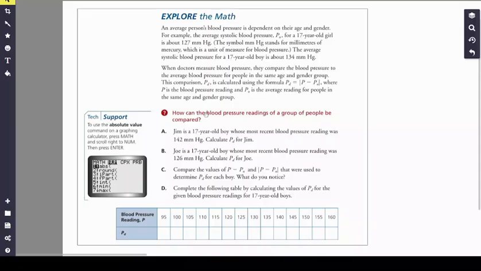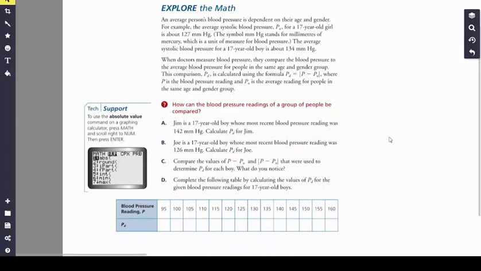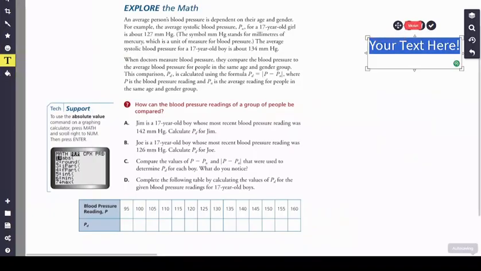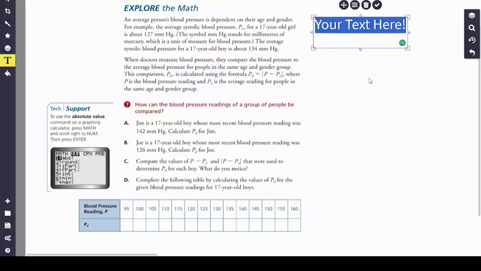So let's go ahead and look at this. How can the blood pressure readings of a group of people be compared? So first we have Jim, a 17-year-old boy whose most recent blood pressure reading was 142 millimeters of mercury. Calculate PD for Jim. So remember, PD is equal to the absolute value of P minus PN. So in our case, PD is equal to the absolute value of 142 minus 134. So just computing that, you'll get a number of 8, but it's in the absolute value. So the absolute value of 8 is still 8 because it's positive. So right here we'll have 8.